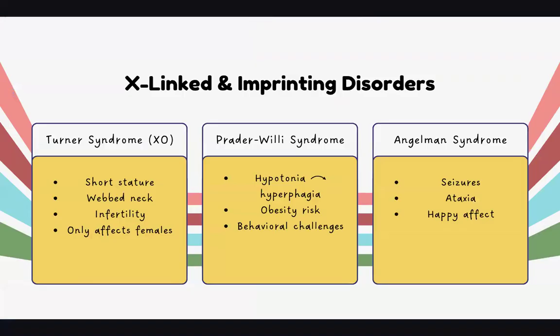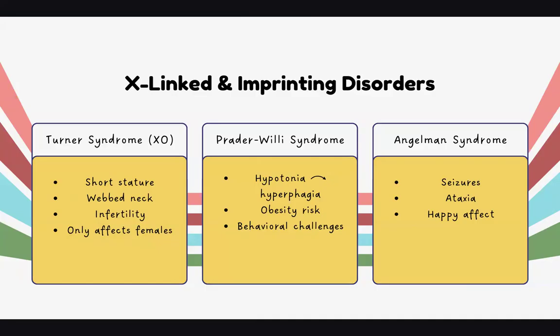All right, so X-linked and imprinting disorders. This is all about the inheritance patterns. And what I mean by that is, especially when it comes to imprinting, that which parent the gene came from is actually going to matter. It's important to know which parent that gene came from.